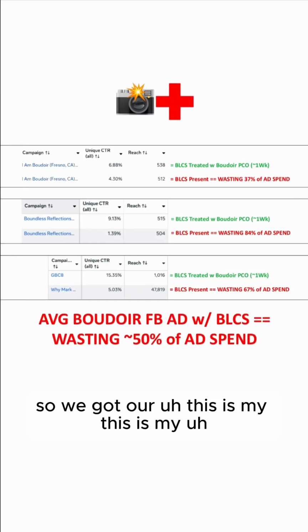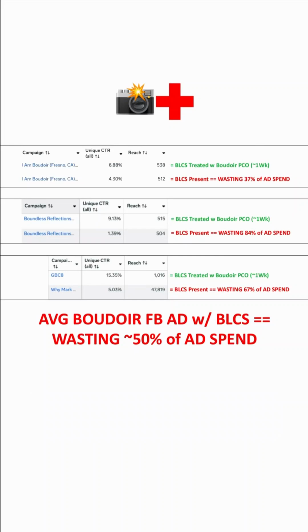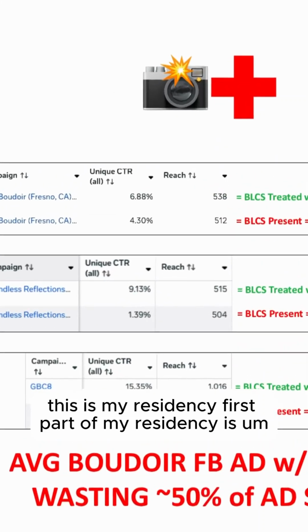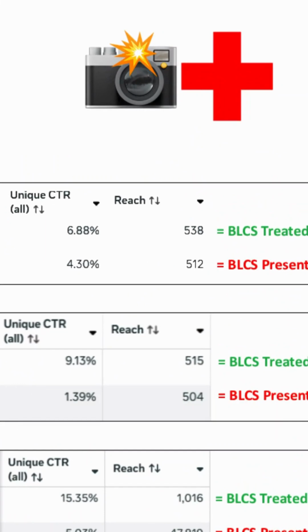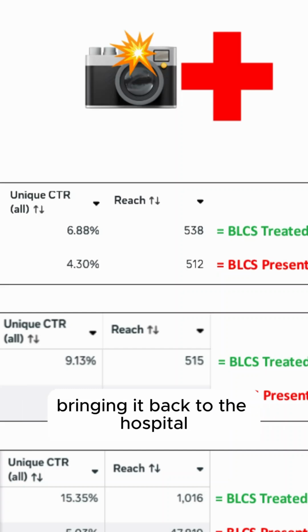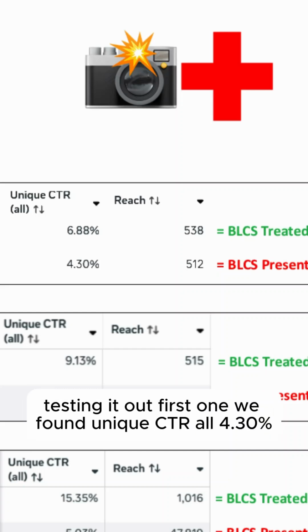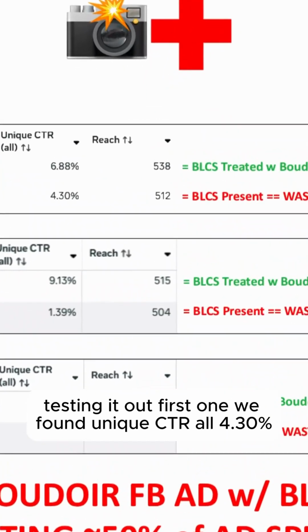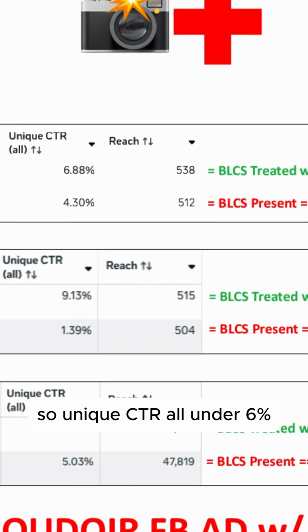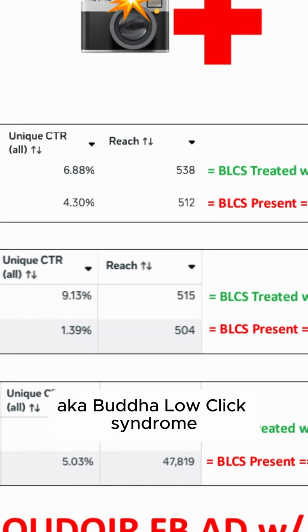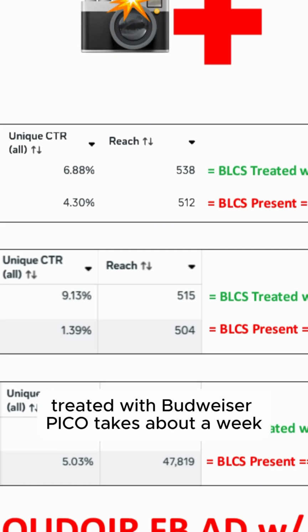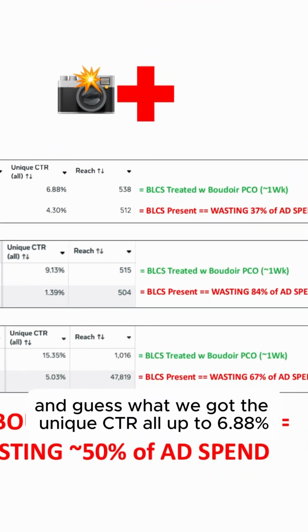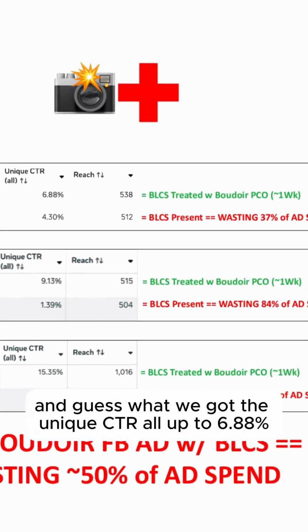This is my residency. The first part of my residency is finding a Boudoir Facebook ad out there, bringing it back to the hospital, and testing it out. The first one we found had a unique CTR all of 4.30%, so under 6%. We know that BLCS, Boudoir low click syndrome, is present. So we treated it with Boudoir PCO. It takes about a week. And guess what? We got the unique CTR all up to 6.88%.